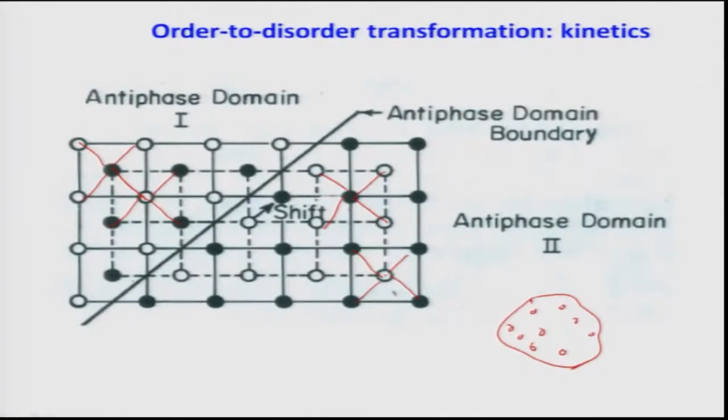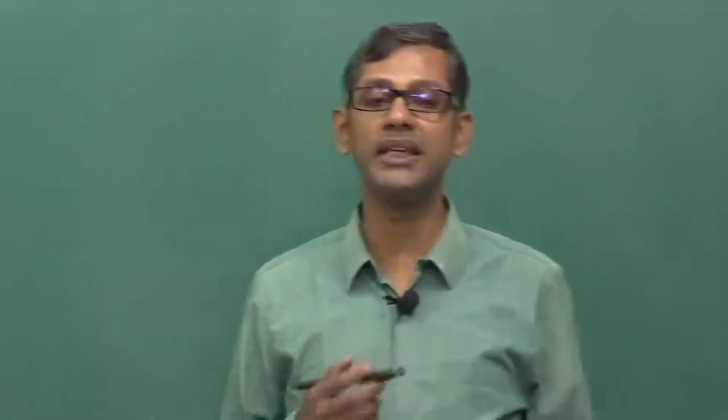But the moment these two ordered regions meet along this boundary, the bonds are of similar types. You can see there: copper-copper, gold-gold, copper-copper, gold-gold, copper-copper, gold-gold. So that means there is a bonding change across this meeting boundary, and that is why this boundary is known as an antiphase domain boundary, because it demarcates a change in the atomic bonding structure, and that is a very important aspect.